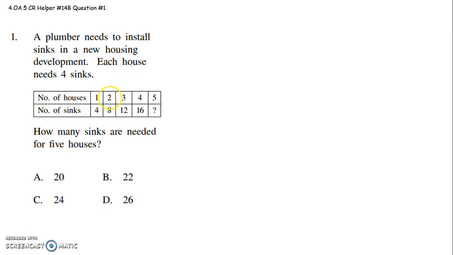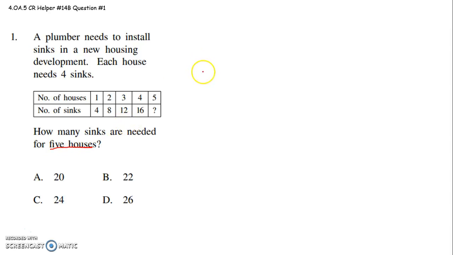If you build 2 houses, you need 4 sinks in each house. You're up to 8 sinks. 3 houses, you need 4 sinks in the first house, 4 sinks in the next house, 4 sinks in the house after that. You're up to 12 sinks and so on. How many sinks are needed for 5 houses?